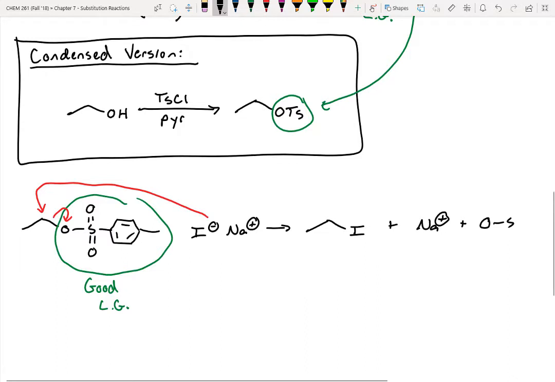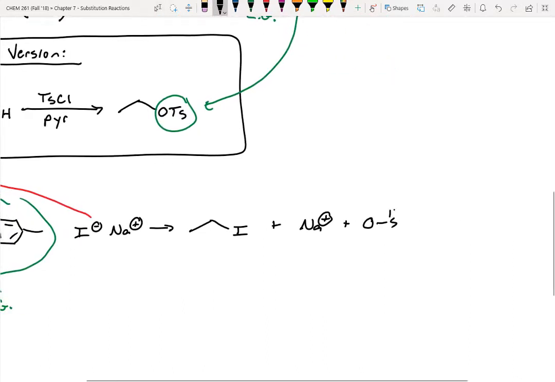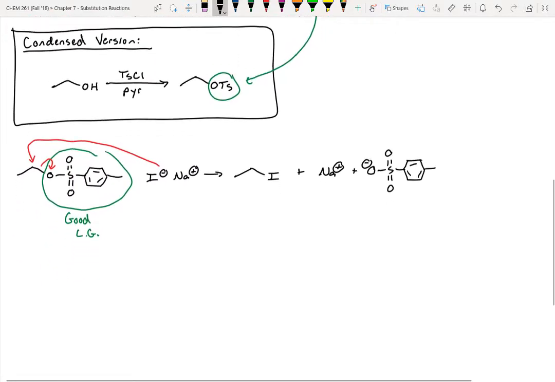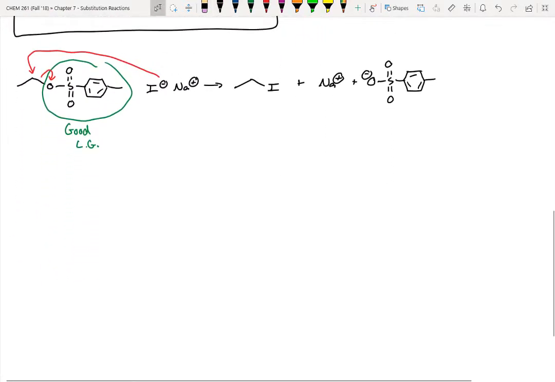plus, let me slide this over, you get your tosylate leaving group that has a negative charge on this oxygen. All right, so this allowed us to convert that alcohol from a crummy leaving group to a much better one. Yeah? When we're drawing that out, we just write TS. Yeah, so let's do the condensed version.